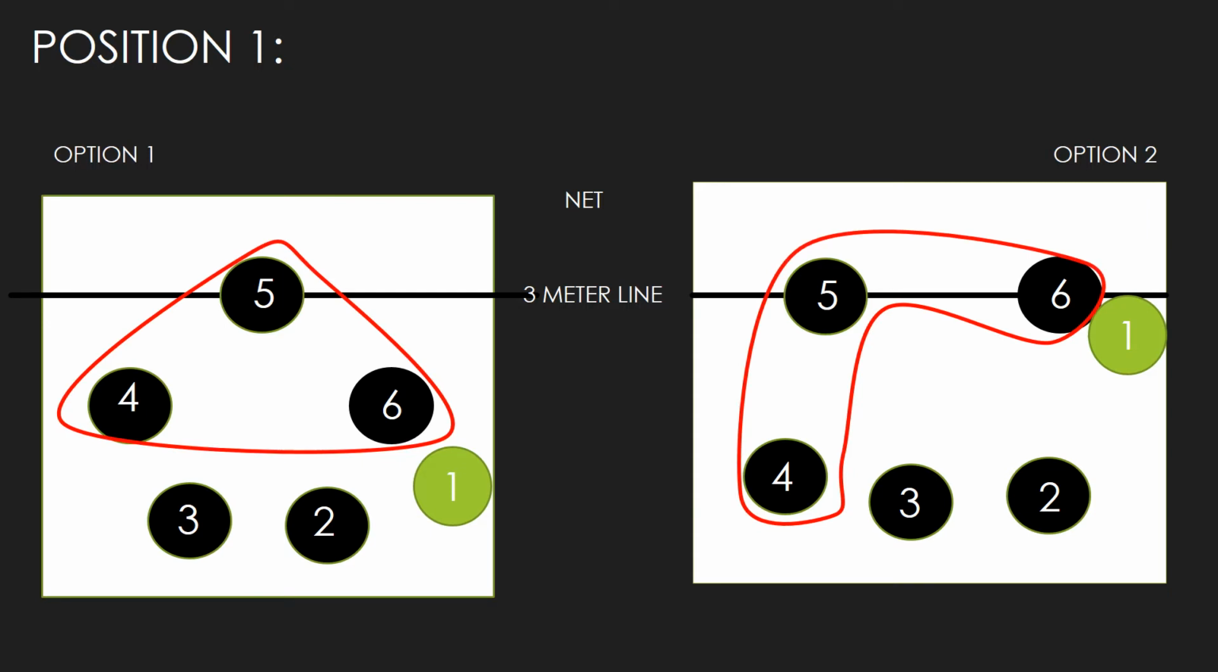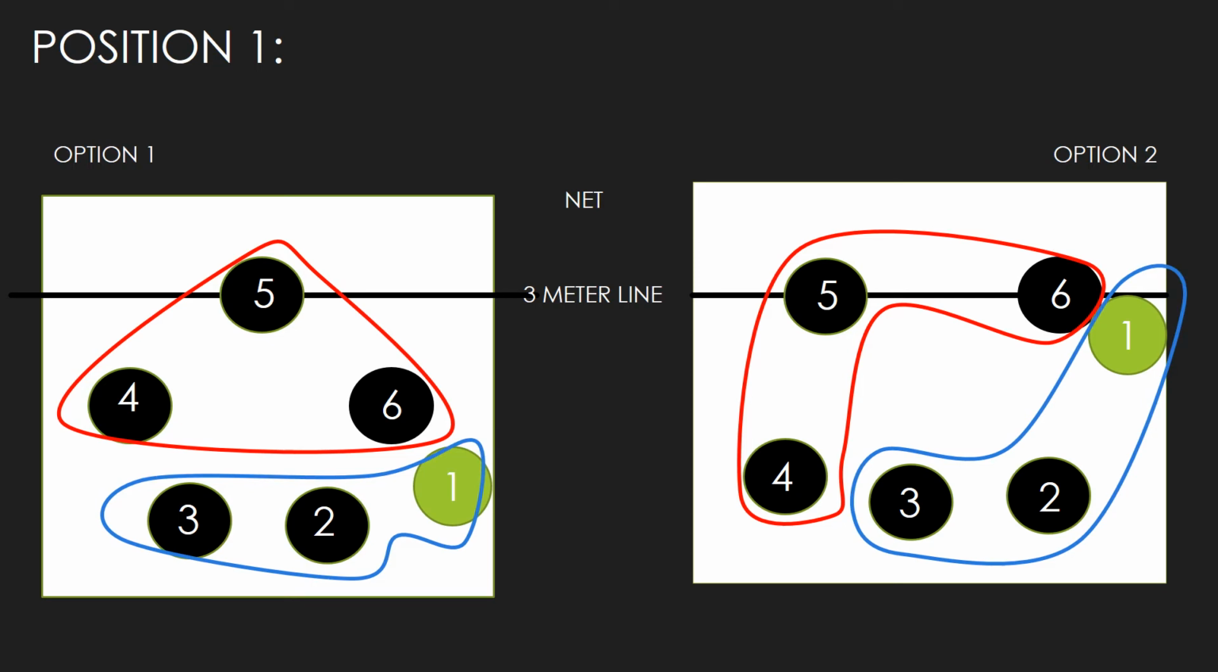So here is where I have identified for you the front row players who are always going to be grouped in red and the back row players who are always going to be grouped in blue. I've also laid out 2 options that your setter can have when positioning their front row players as well as their back row players. So in position 1, players 1, 2, and 3 are in the back row. Players 6, 4, and 5 are in the front row.